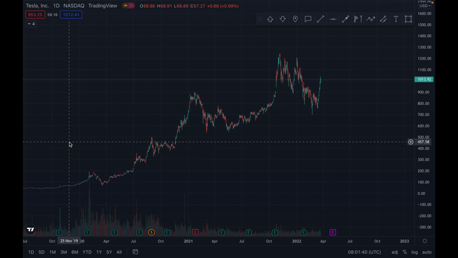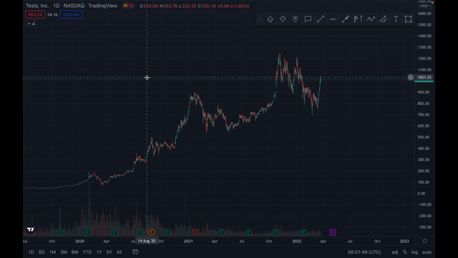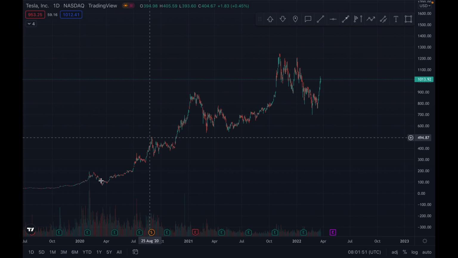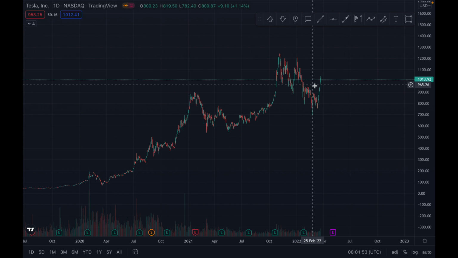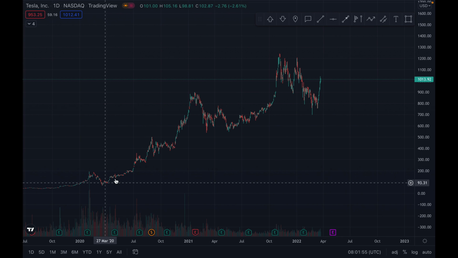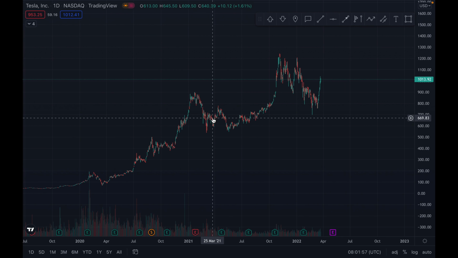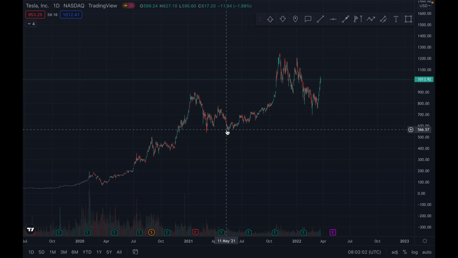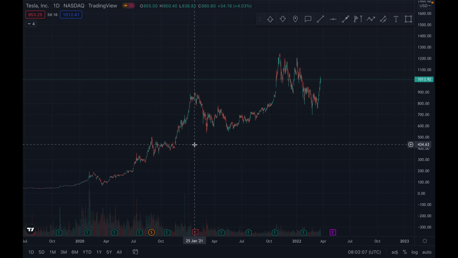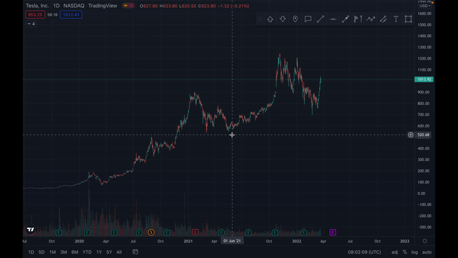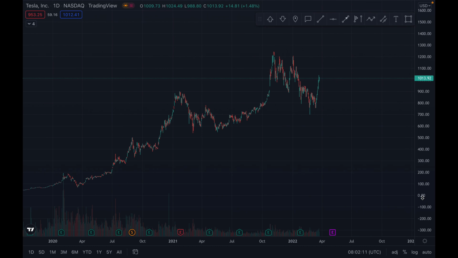So here we have Tesla in the daily chart format, the daily time frame. We can see here, this is the chart. We can see Tesla has been going up for the past few years, and now I'm going to draw some lines to show the support and resistance. So let's zoom into the chart.